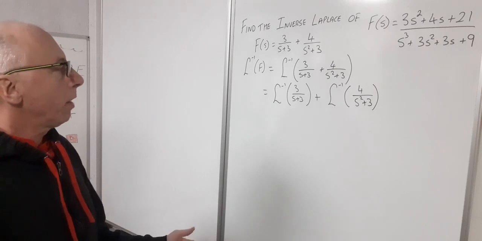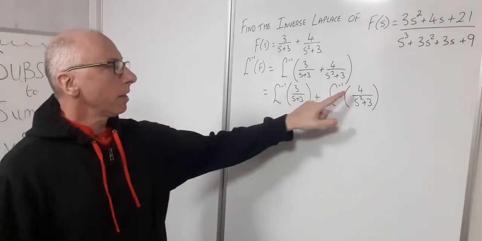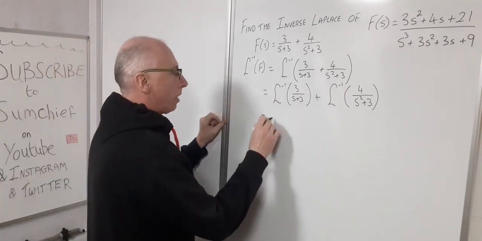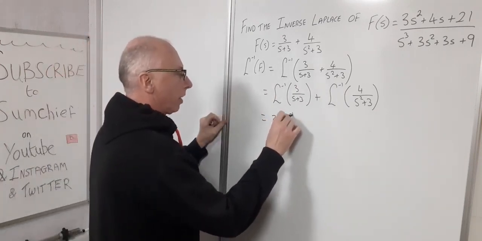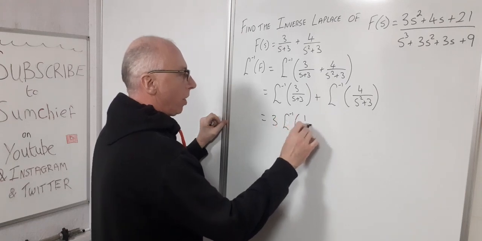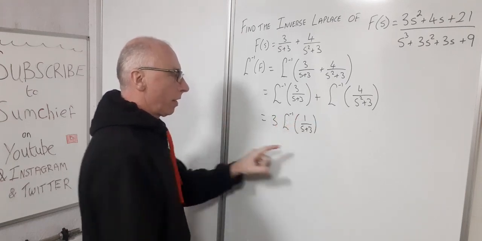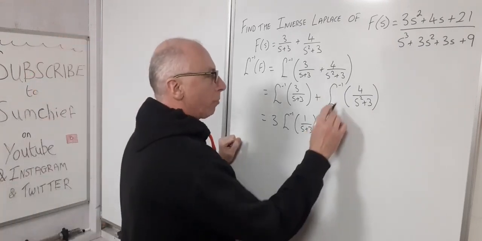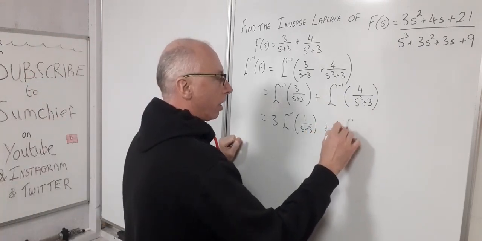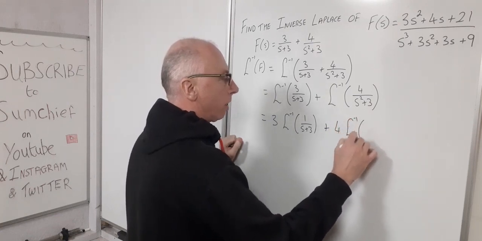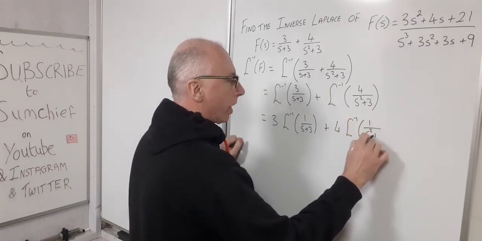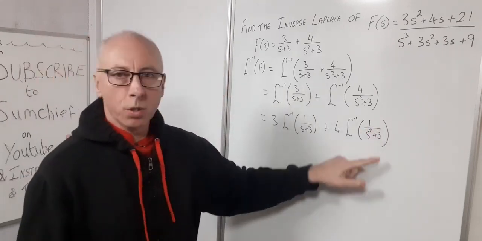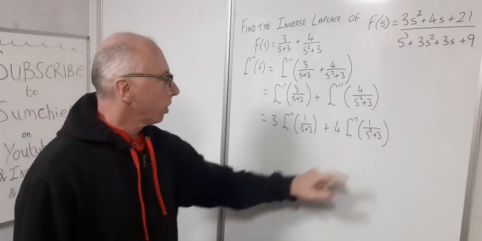Okay, so now what I want to do is take these constants out, and let's do that on the next line. So now we've got 3 times the inverse Laplace of 1 over s plus 3. Now that's looking good from our table of Laplace inverse transforms. And then bring the 4 out of this one, and then we've got the inverse Laplace of 1 over s squared plus 3. Now that's looking close to what we want. Well, I think there's stuff we could do with that.